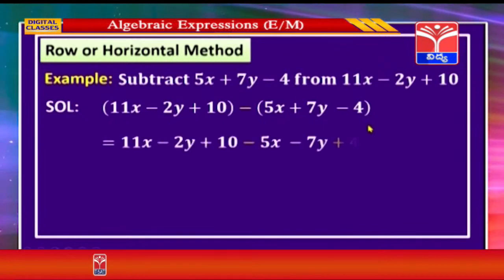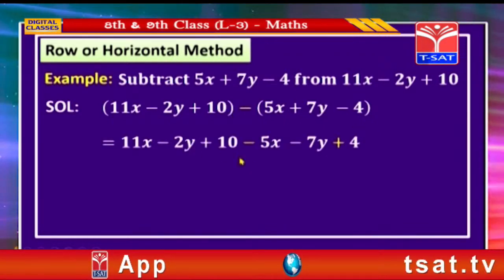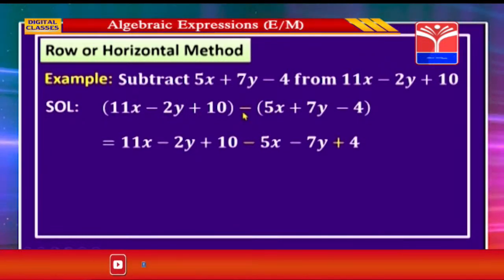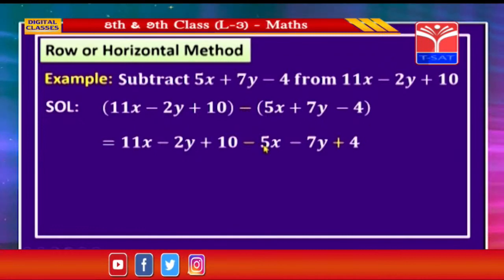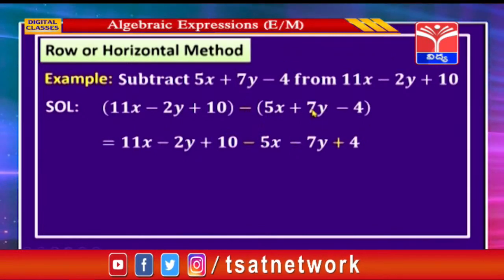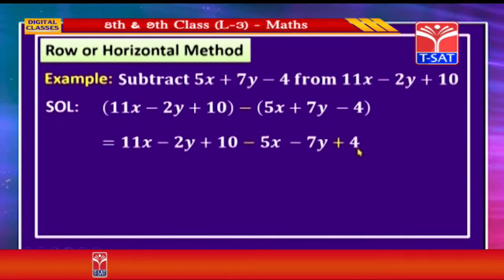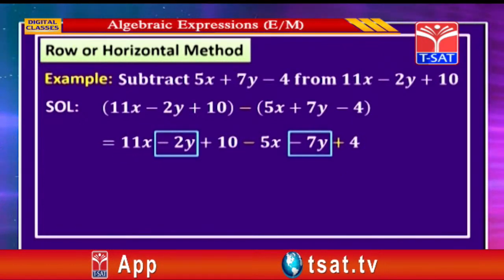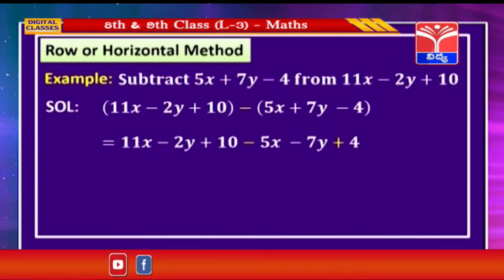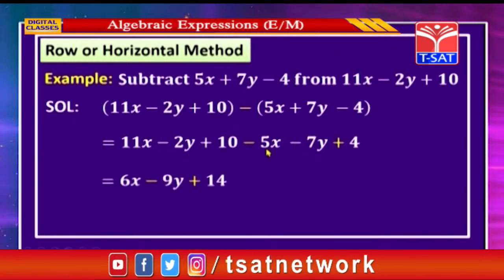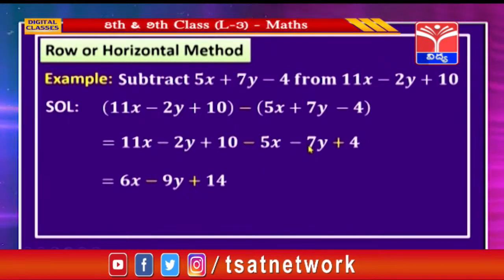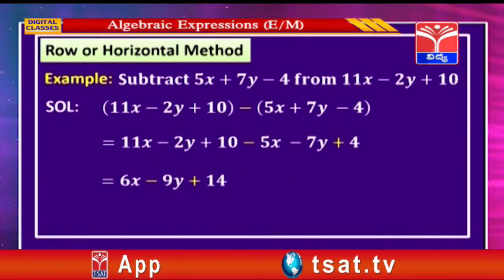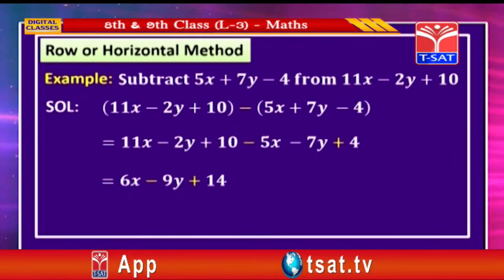Now in the next step, just open the brackets. So here these terms will come as they are, no change. But when I remove the bracket here, we need to multiply each and every term with this minus. So minus into plus is minus 5x, minus into plus again is minus 7y, and minus into minus is plus 4. So first we need to add the like terms. 11x and minus 5x, and then minus 2y and minus 7y. Then last we are going to add the constants. On adding that, you get how much? 11x minus 5x is 6x, minus 2y minus 7y is minus 9y, 10 plus 4 you get 14. So I think you understood even the row or horizontal method for subtraction, children.